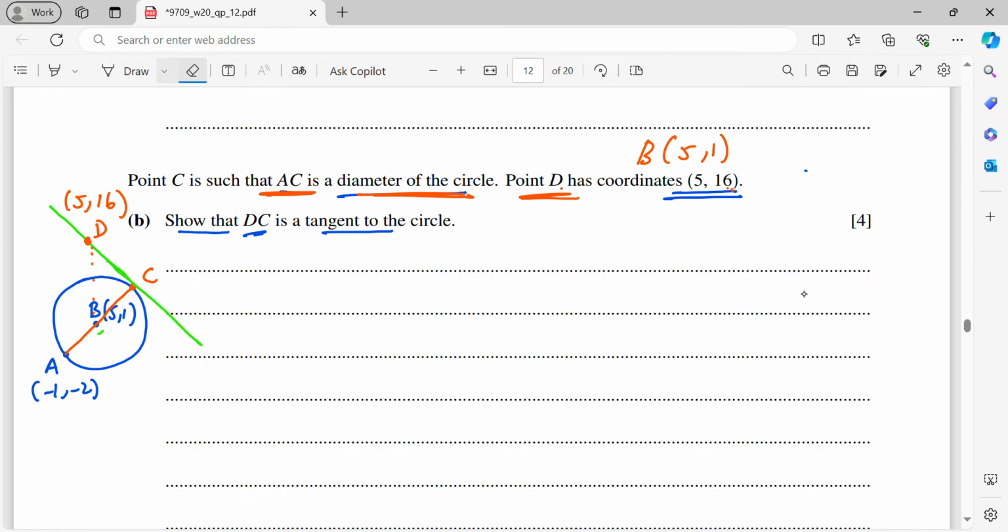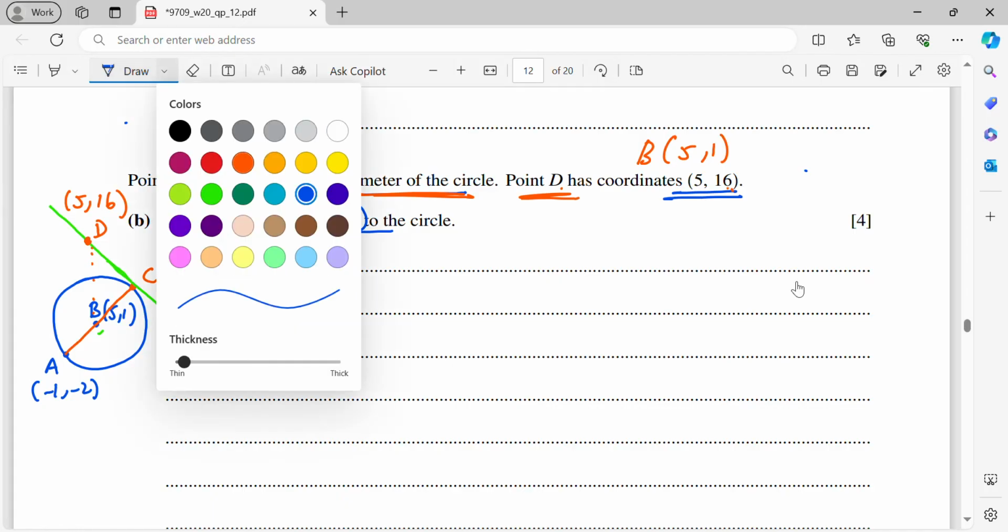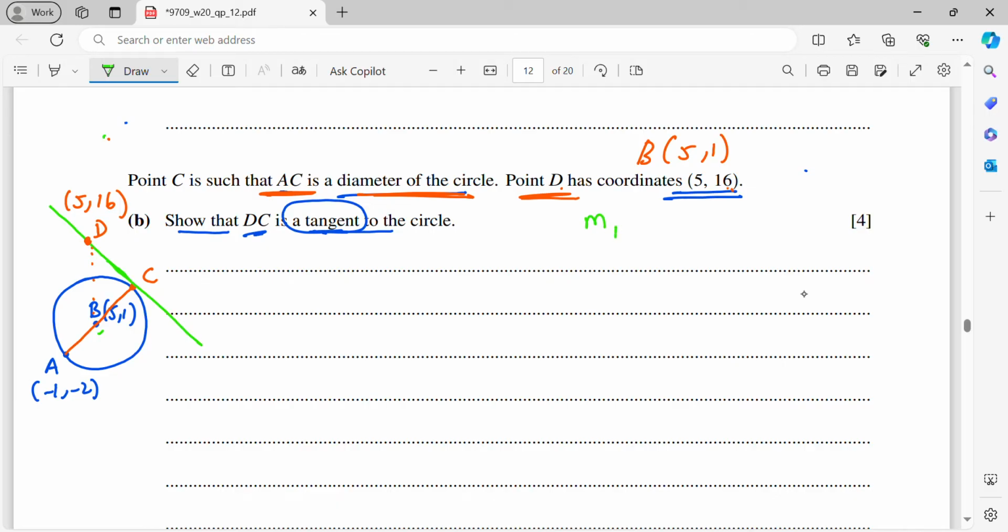Okay, now you want to show that DC is the tangent. So whenever tangent means that the gradient of DC times the gradient of BC or AC will be -1. So I need to prove this. Okay, I need to prove m DC times m BC or AC, up to you, equals -1. So from here, what I need to do now is find out what is my C.